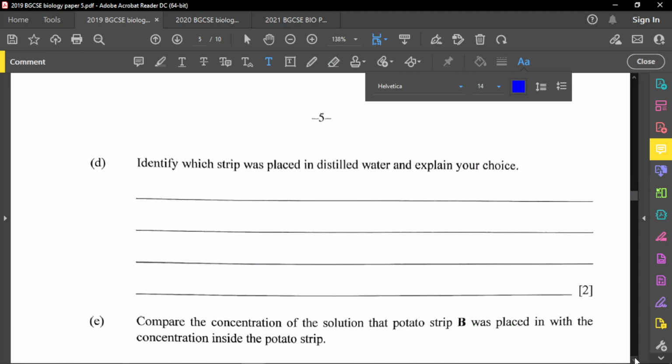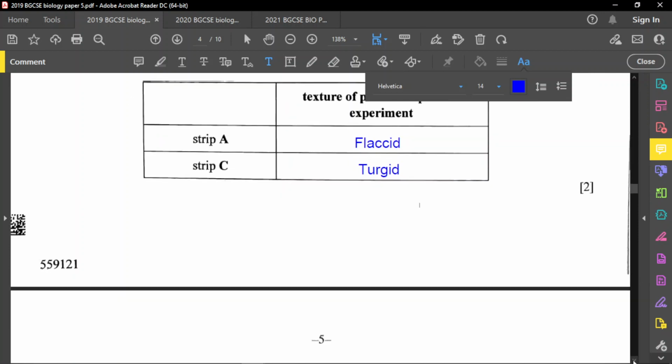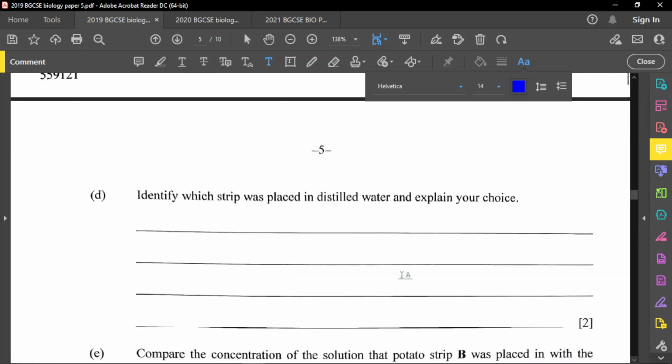Now for part D, in this question, it said identify which strip was placed in distilled water and explain your choice. So again, even coming from the chart that we just did, we said strip C increased in length and became turgid. So therefore, strip C is the one that was placed in distilled water. And in this case, you can say that the solution or the condition is hypotonic.